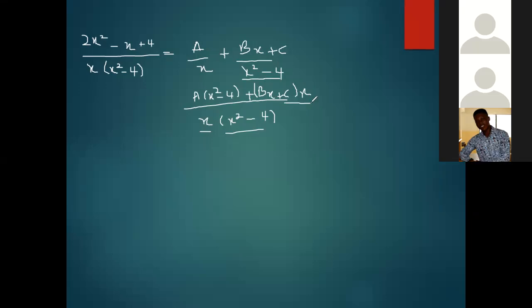Then once we've gotten to this stage, the next question is how or what figures do I select? Okay, that will be the next question to ask yourself. So first, write the expression. We know denominators are the same, so numerators are also going to be what? The same. So we have 2x squared minus x plus 4 is equal to what? A times x squared minus 4 plus bx plus c times x.